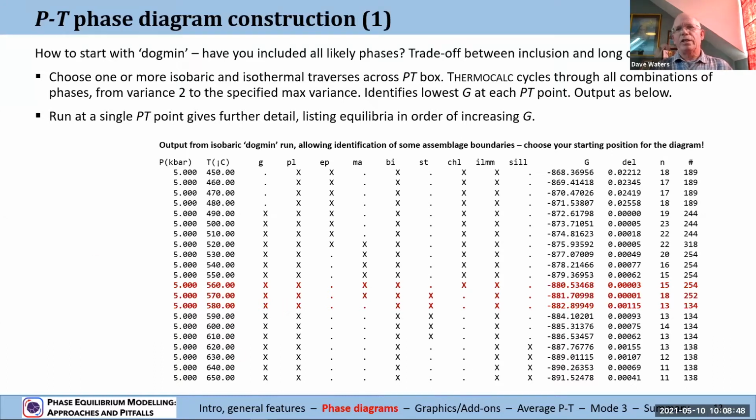Unlike other packages, it is actually up to you to include all the phases you think may be relevant for a particular calculation. And there's a trade-off involved here, because the more phases you involve, the more likely you are to cover all the ground, but the longer it will take that brute force method to find the lowest free energy. If you do it for just a single PT point, you'll get quite a lot of detail, and it'll list the whole sequence of equilibria in order of increasing free energy, so you can see what free energy surfaces are lying close to or just underneath the minimum free energy one.